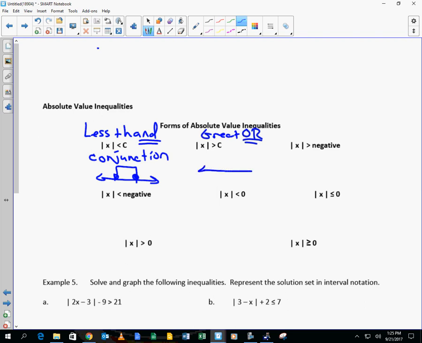All right. This is going to be a disjunction, and they're going to go apart from each other. That's only true with absolute values. This isn't like you apply this to other inequalities. It's just absolute values. Okay?